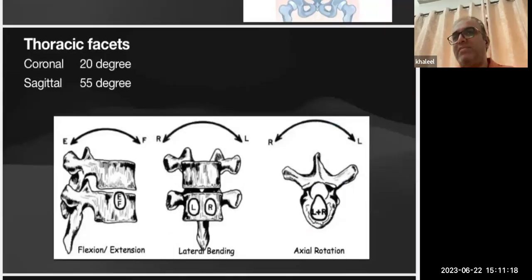The thoracic facets we see in two planes. In the coronal plane, they are at 20 degrees, and in the sagittal plane, they are at 55 degrees.